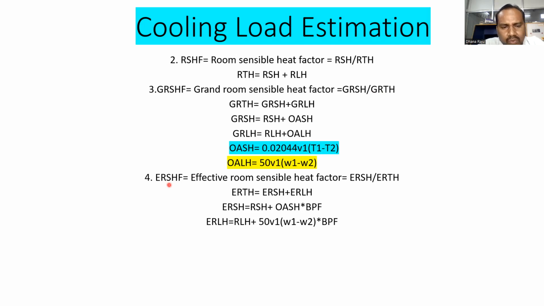One more term is called the effective room sensible heat factor. It is called effective when we consider the bypass factor. The effective room sensible heat factor is given as effective room sensible heat divided by effective room total heat. What is effective room total heat? The sum of effective room sensible heat plus effective room latent heat. The effective room sensible heat is calculated as room sensible heat plus outside air sensible heat multiplied by the bypass factor. Effective room latent heat equals room latent heat plus 50 V1 (omega 1 minus omega 2), that is the outside air latent heat, multiplied by the bypass factor. When you take the bypass factor into consideration, it is called the effective room sensible heat factor.